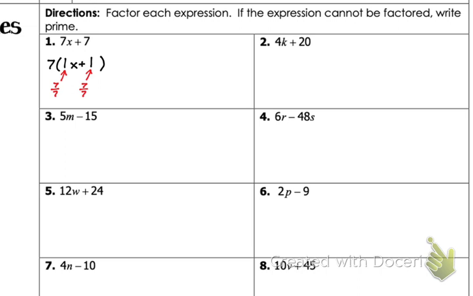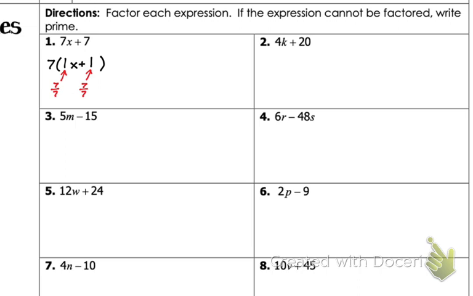Now, if we were to check this, we would distribute this 7. We'd have 7x plus 7. That works. So if you're going to check it, you actually just distribute this number and make sure it comes out to the original one. All right, let's look at number 2.